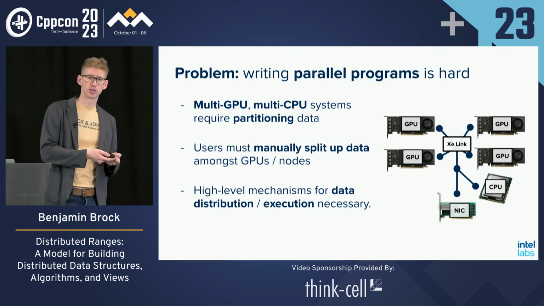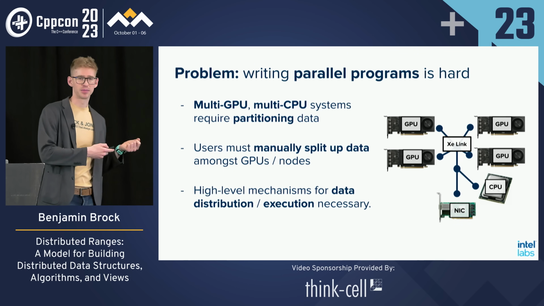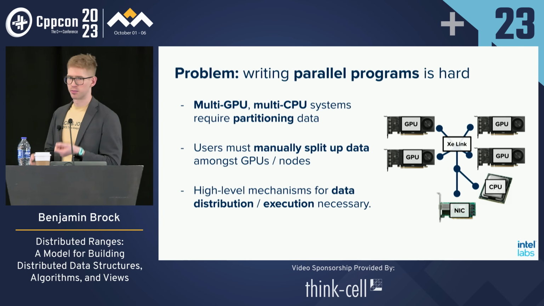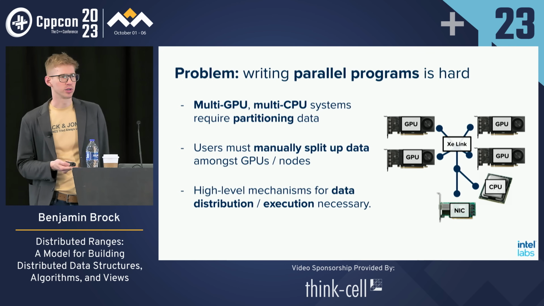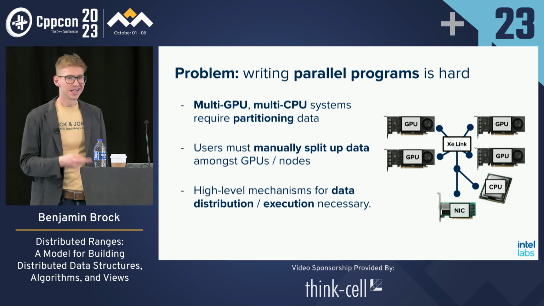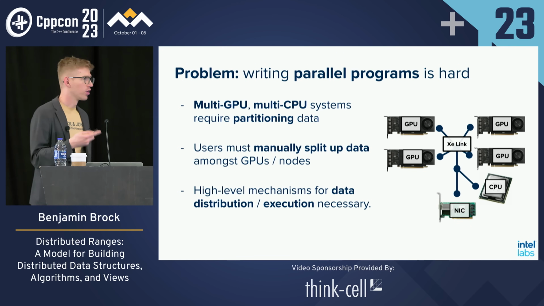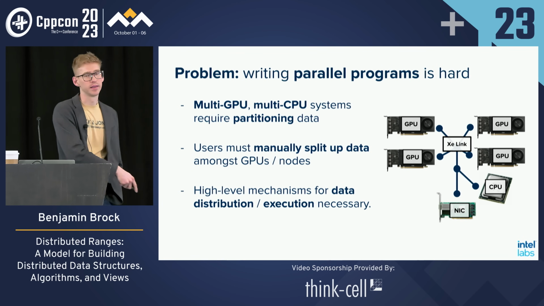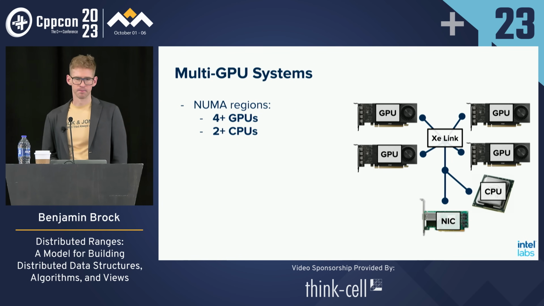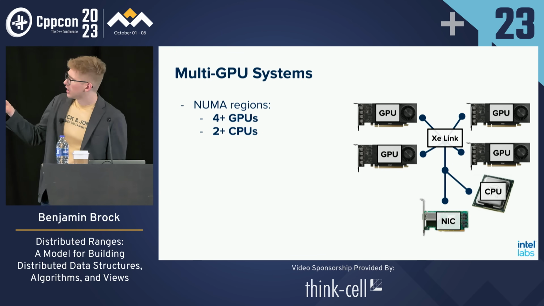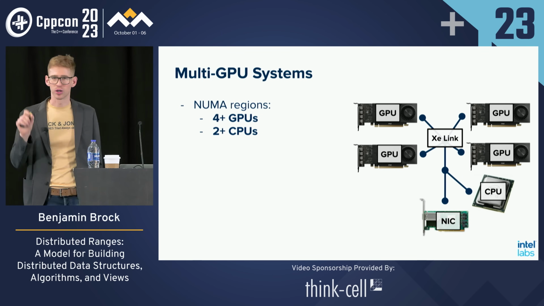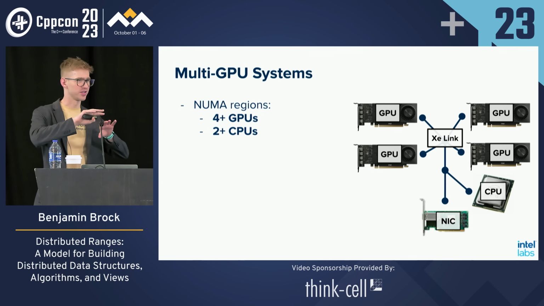But to get good performance, users are still going to have to manually split up data amongst multiple GPUs. And this creates a lot of burden. And so we think it's important to have high-level mechanisms like distributed data structures that will help ease some of this burden in distributing your data and then computing over this distributed data. So if we look at this system, as I was saying, you've got 4 GPUs. So even if you're just on one node, now you need to think about these 4 different devices and what they're doing.